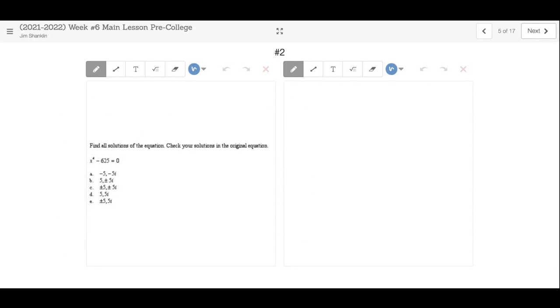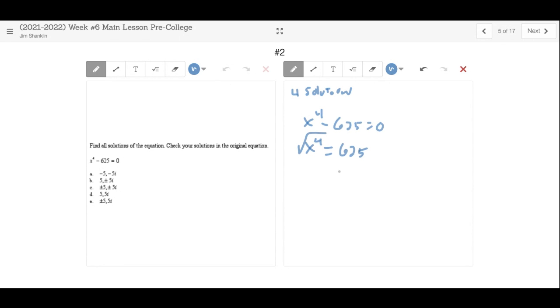Problem number 2 is very similar, but I think it's a little bit easier. I've got x to the 4th minus 625. Well, you've got x to the 4th, so I know there's 4 solutions to my problem. So right off the bat, I just put down 4 solutions. That's what I'm looking for. I've got x to the 4th minus 625 is equal to 0. I'm just going to move the 625 over, so x to the 4th equals 625.